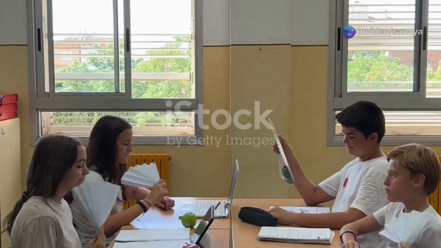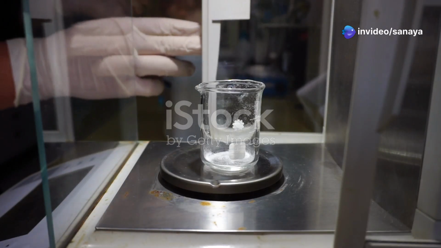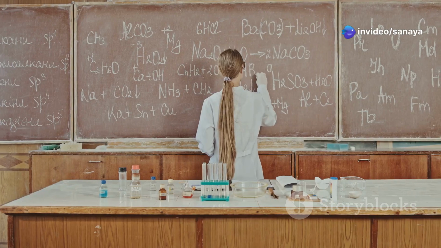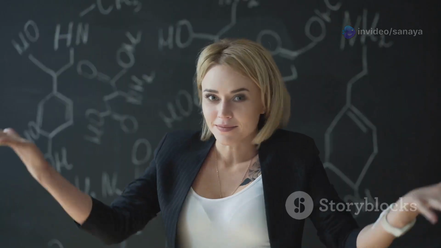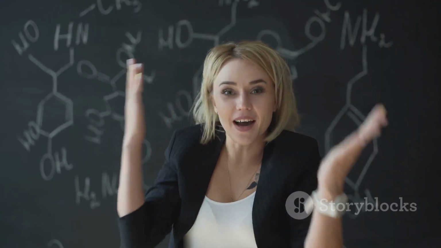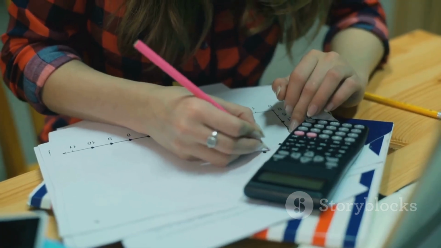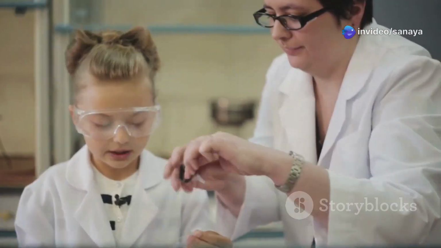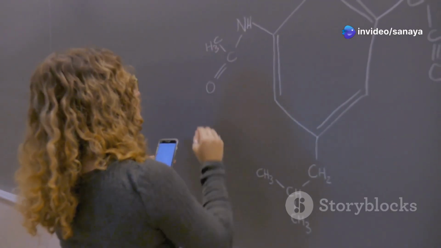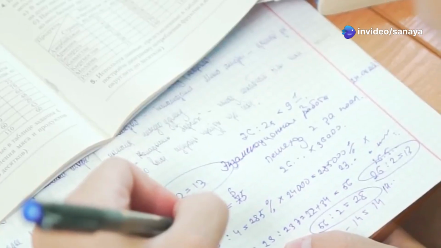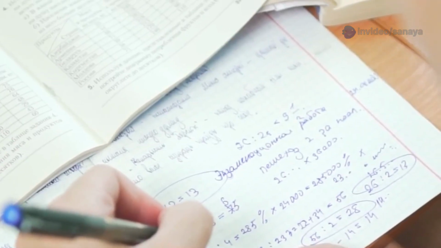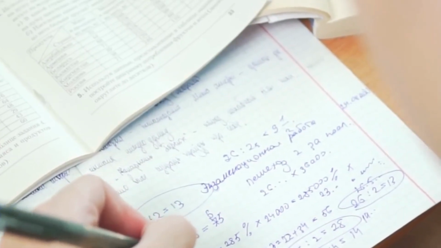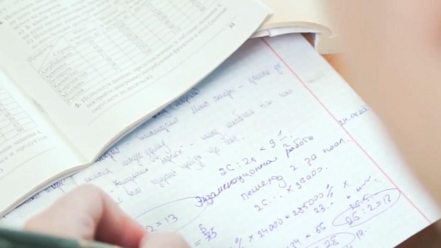Let's try some problems. First, how many moles in 54 grams of water? Moles = mass / molar mass. Water's molar mass is 18.02 g per mole, so 54 / 18.02 = 3 moles. Second, how many atoms in 2 moles of iron? Number of atoms = moles x Avogadro's number. 2 x 6.022 x 10^23 = 1.2044 x 10^24 atoms.